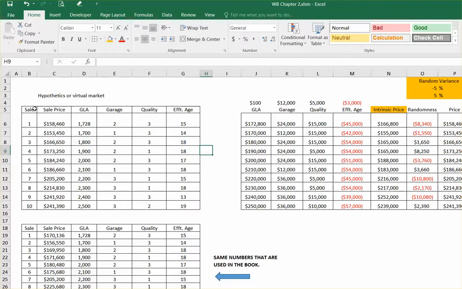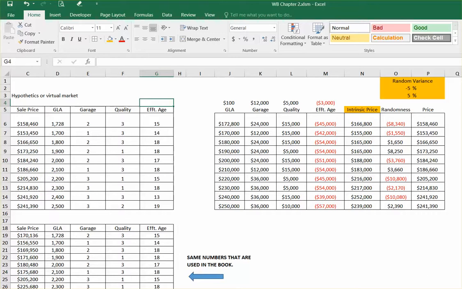Now, this is the result of a model. Hypothetical and virtual basically means that I just made it up, and it is based on coefficients, and we'll show how we made this model. But it starts with 10 sales, there's a sales price, we have a gross living area, garage quality and effective age. In this virtual market, these are the only predictor variables. Now, how did I make it? Let's scoot this over.